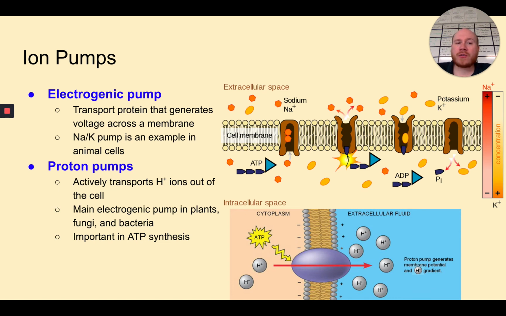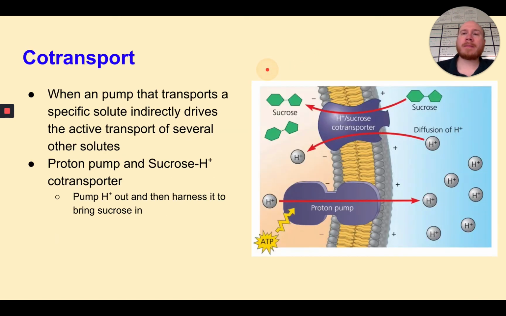So it's the main electrogenic pump in plants, fungi, and bacteria, and it's very important in ATP synthesis. So it's actually going to be part of our electron transport chain, which we're going to learn about in the next unit. So just be aware that ion pumps come in a couple of different forms. The big 2 that you need to be aware of are sodium-potassium pumps and proton pumps, and they each work in a slightly different way.